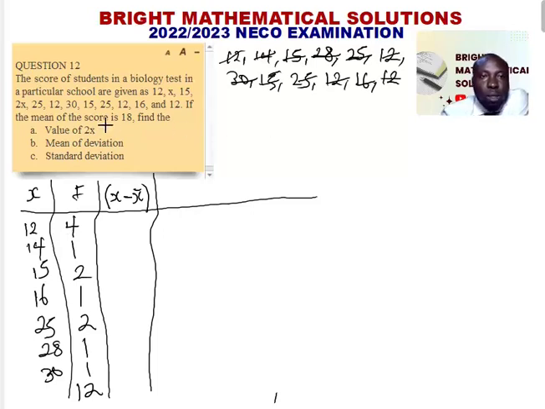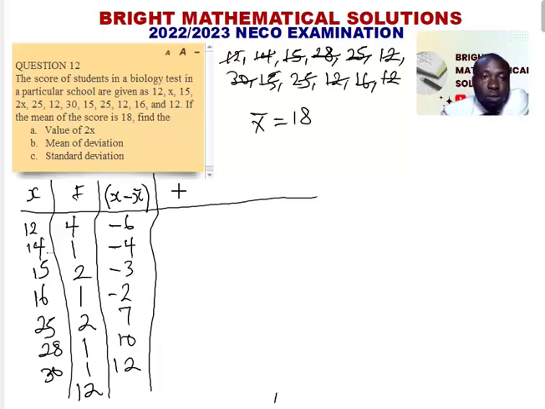Recall that our mean is said to be 18. X bar is 18. That means x minus 18, that is 12 minus 18, and that gives us minus 6. 14 minus 18, minus 4. 15 minus 18, minus 3. 16 minus 18, minus 2. 25 minus 18, that gives us 7. 28 minus 18, that gives us 10. 30 minus 18, that gives us 12.